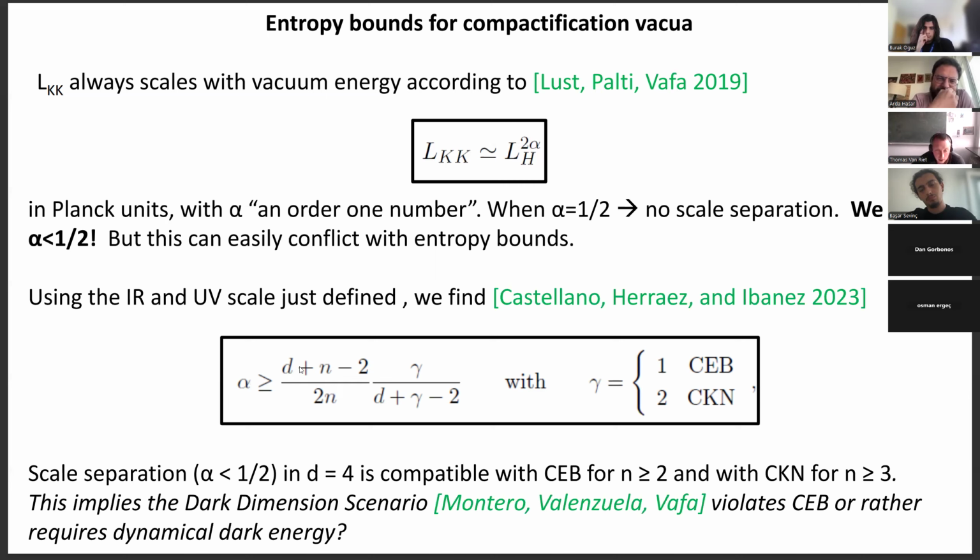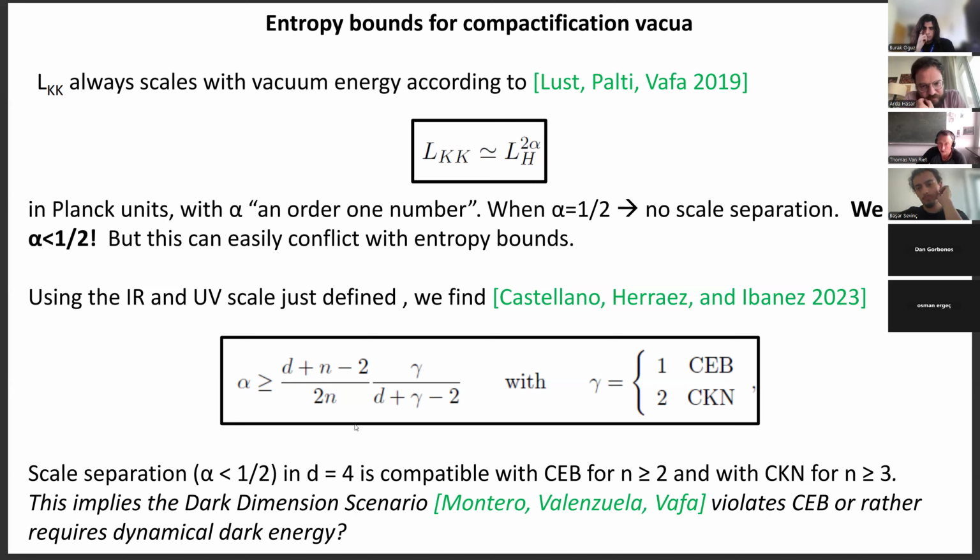What do we see here? We see little d. Little d is the non-compact dimension, so for us it should be 4. What is little n? n should be the number of extra dimensions. So if you like, we can do it with 6, it doesn't matter. And gamma is the difference between the covariant entropy bound and the CKN bound. So what do I want for scale separation? I want alpha to be smaller than 1/2.